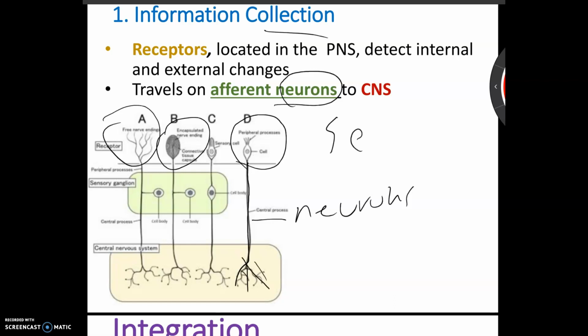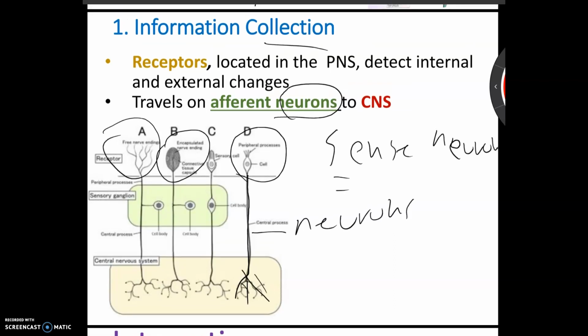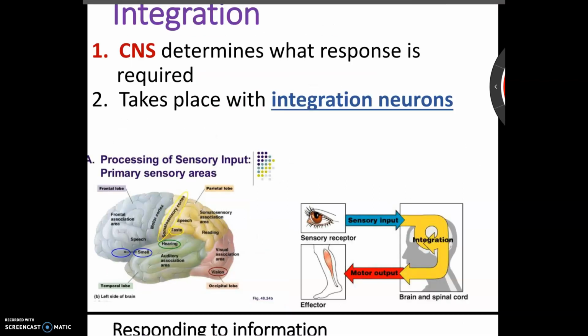Now, sense neurons are afferent. So on the last slide, we talked about sensing things. Sensing things you'd use receptors for, and it travels on afferent neurons. So sensory input, afferent. And it goes to the brain for integration. So in the last example, we smelled a skunk, went on an afferent neuron, actually to this part of the brain, and you're like, oh, that's a skunk.